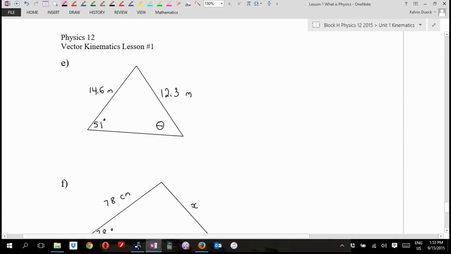I glance at E. What do you think? Sine law or cosine law? I heard both. Which one? Convince me. There it is. Sine law.